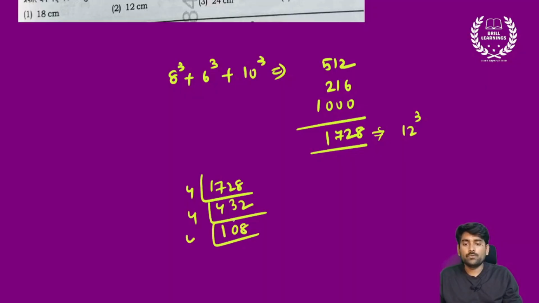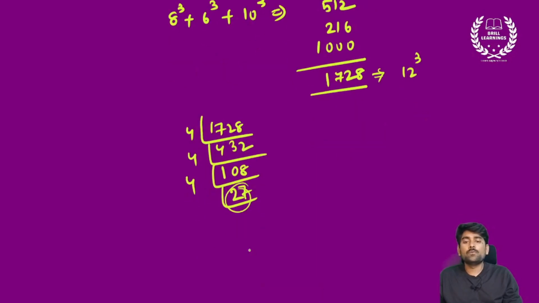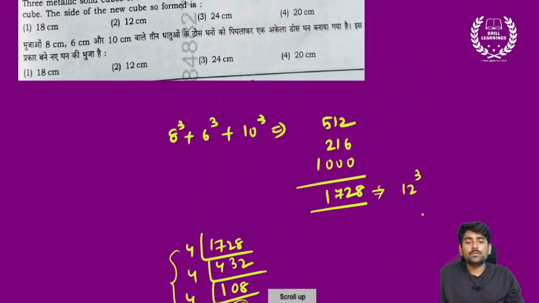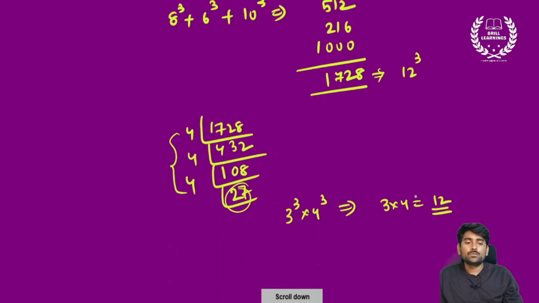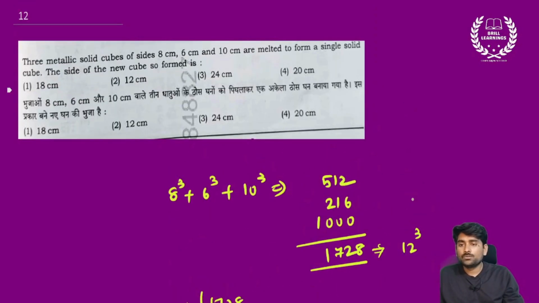If you want, again 4. 4 2s are 8, 4 7s are 28. 27 means it's the cube of 3. So that is why I can write 3 cube. 4 also appears 3 times, meaning 4 cube. Straight away you can take the multiplication of 3 and 4. That is the cube root of 1728. Okay. So 12 is the answer here. So 12 centimeter. Let's move to the next question.